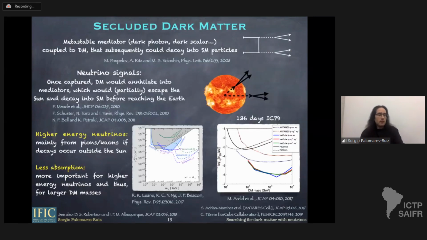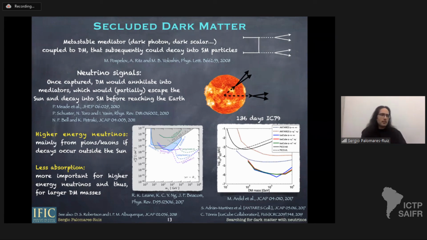Then we can also have secluded dark matter scenarios that we also heard about in this workshop, mostly focusing on trying to detect the decays of a mediator inside the detector, so produced in the detector and detected inside the detector. Here, if the mediator is longer lived, it could happen that this dark matter, which is captured inside the sun, annihilates into this mediator, which is metastable, but travels outside of the sun and then decays into standard model particles.